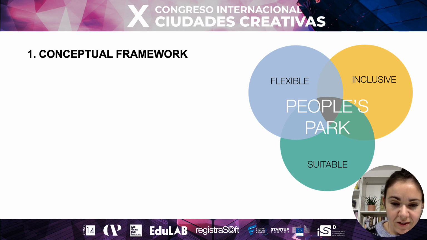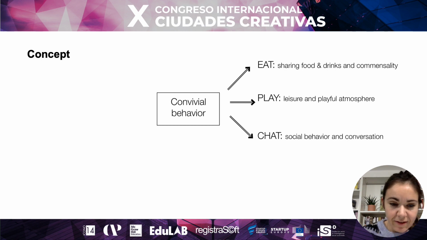So one of my key concepts, People's Park, has different meanings across cultures, but these were the overlaps I found: flexible, inclusive, and suitable. This is my other key concept, convivial behavior or conviviality. And so I selected three main categories of activities that can occur in a public space under which conviviality can be recognized, and of course more easily measured, which is what I did. Eat, play, and chat.